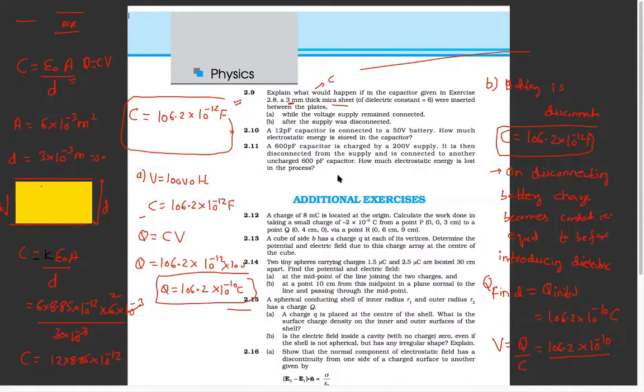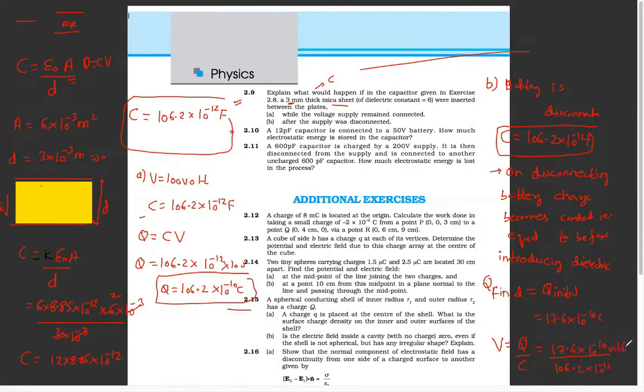I'm asking about the charge in the last section. What was the value of charge? 17.6 into 10 raised to minus 10. So that's 17.6 into 10 raised to the power minus 10 divided by C, which is 106.2 into 10 raised to the power minus 12.